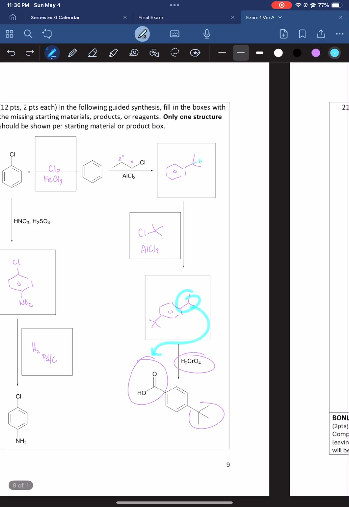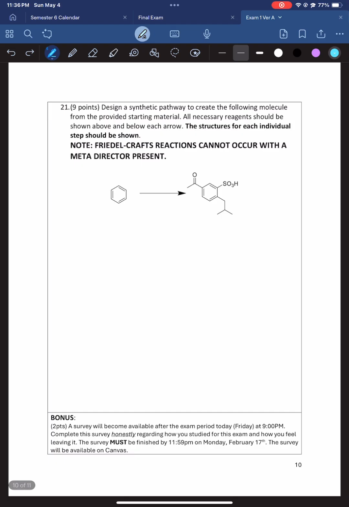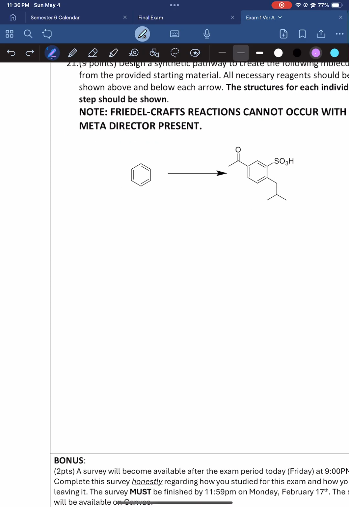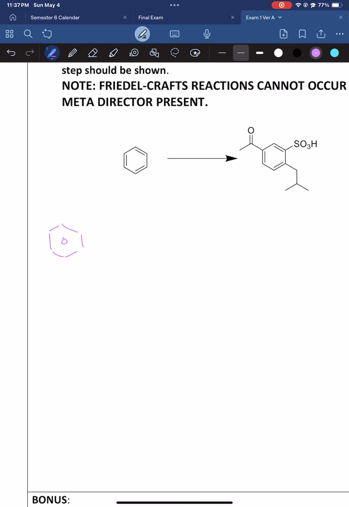So now let's look at the very last question, question 21. Design a synthetic pathway to create the following molecule. And it tells us once again that Friedel-Crafts cannot occur with a meta-director present. So it's very logical that we start with a Friedel-Crafts because we have an empty benzene. Friedel-Crafts is a very, very powerful reaction. So in this case, let's add this group here first.